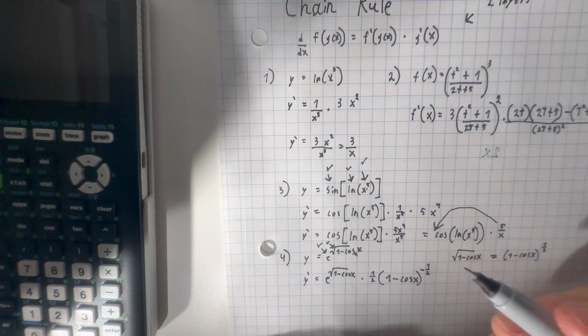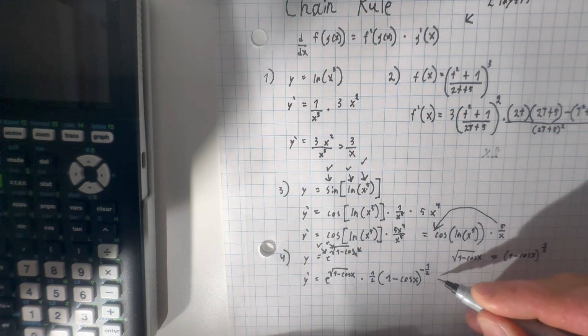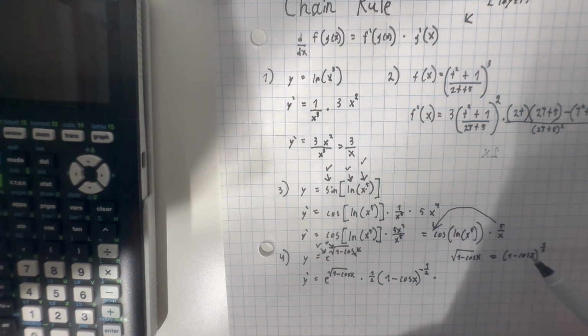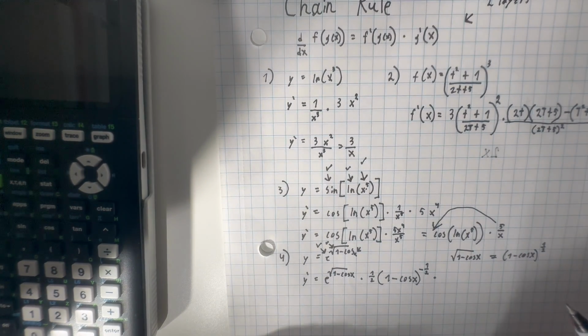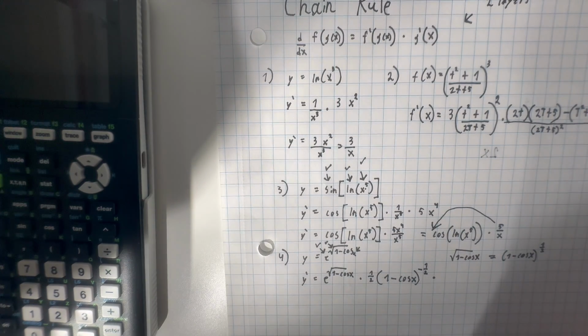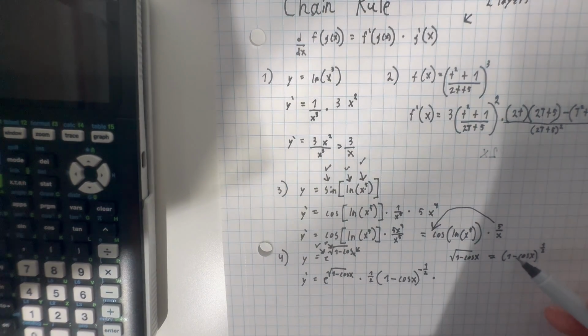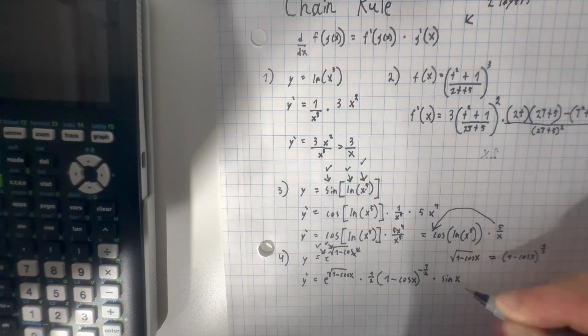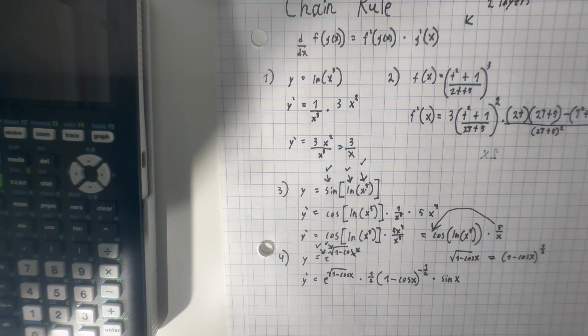We have our last layer to go, which is 1 minus cosine of x. So now we just have to derive 1 minus cosine of x. The derivative of a constant is always 0, so we're just left with negative cosine of x. The derivative of cosine of x is negative sine of x, so we're going to have negative times negative sine of x, which is just positive sine of x. And basically, this is our answer.